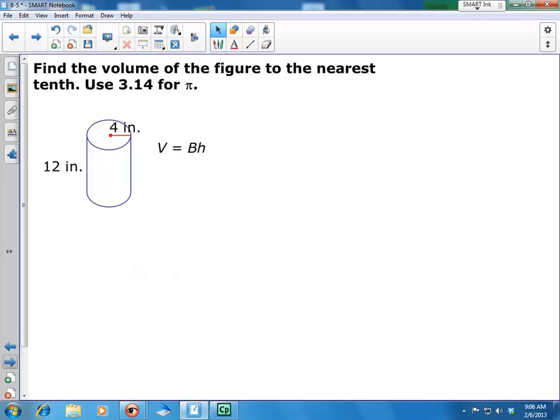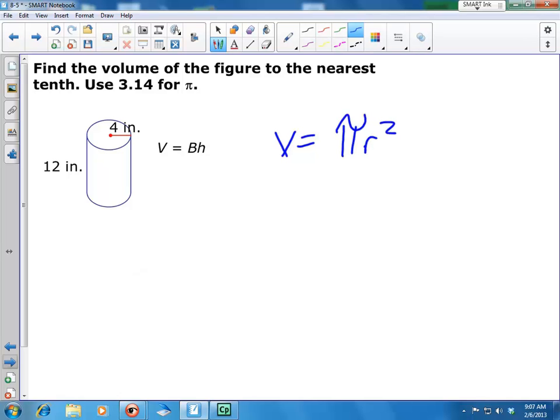We have a cylinder. Okay, again, if you notice, our formula is the same. Volume equals big B times H. Remember, what is the big B? The area of the base, yes. And the base is a circle, so what's the formula for the area of my circle? Pi r squared, yes. So really, our formula is going to look like this. We're really going to do pi r squared, and I'll put that in parentheses, times the height of the prism.